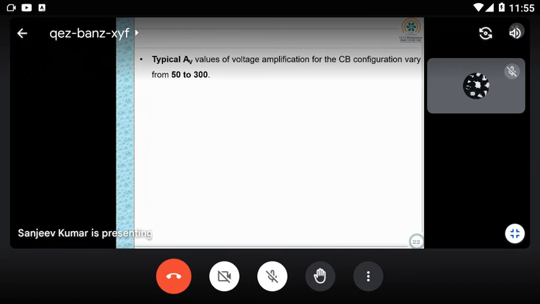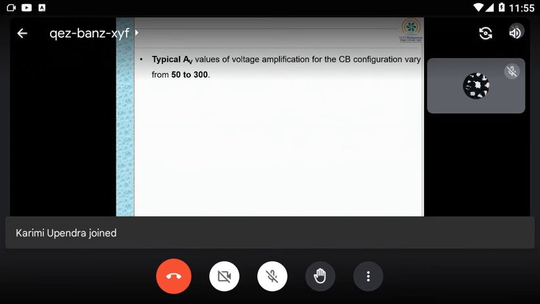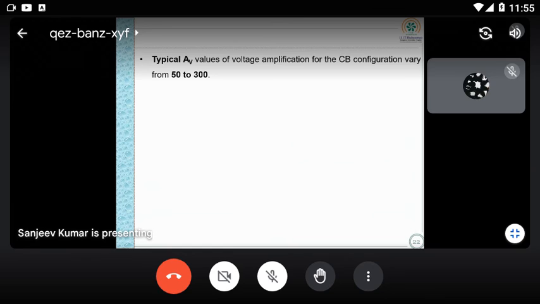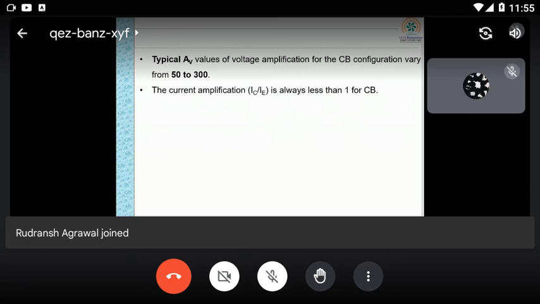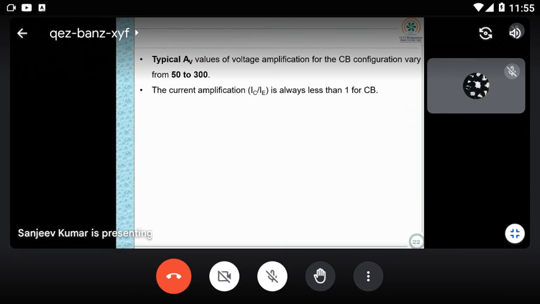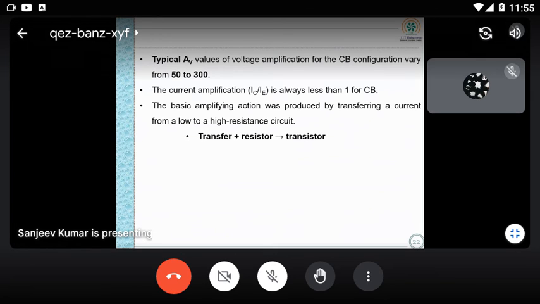So typically, if some company is developing a common base transistor and you are doing common base configuration, the voltage gain you can obtain is in the range of 50 to 300. Now devices are developed, so this range can be different for different transistors, but generally it is between 50 to 300. And the current amplification you have already seen is nearly equal to 1 or less than 1. So this is all about common base configuration.